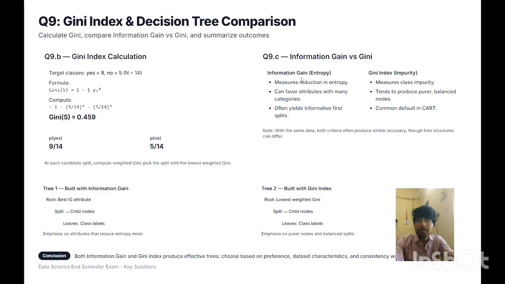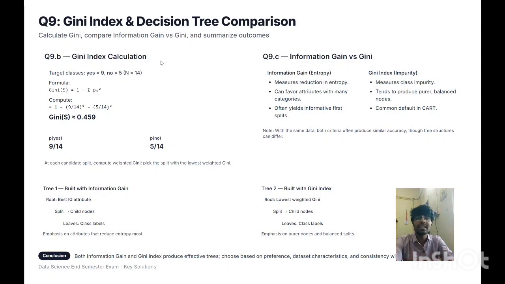For question 9 part C, we need to draw two decision trees, one using information gain and one using the Gini index. Then compare them. Tree 1 uses information gain: you start with the attribute that has the highest information gain as the root, then recursively split until you reach pure leaf nodes or a stopping criterion. For tree 2, use the Gini index, with a similar process but using Gini to decide the split.